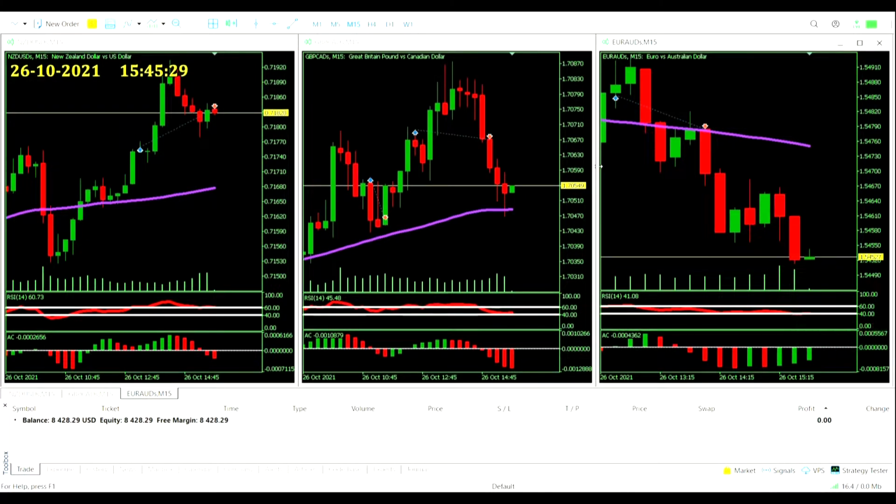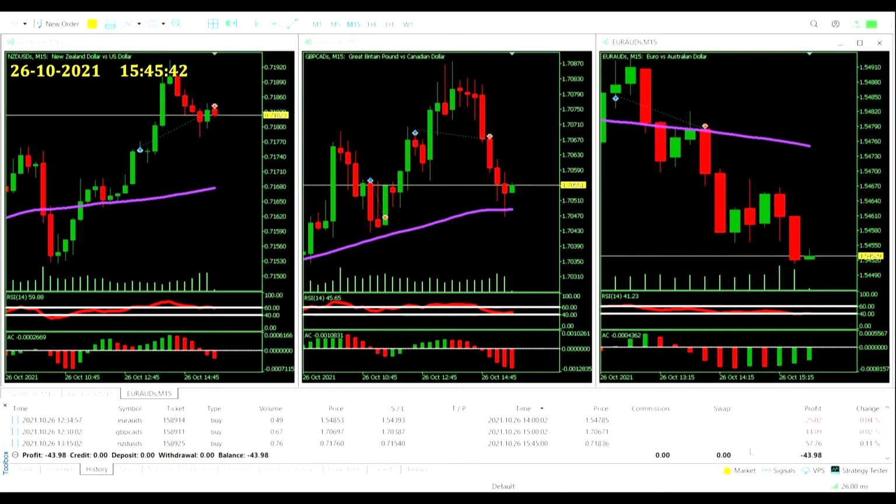So no entry for us on either of these just yet, but a red candle comes on the Euro Aussie dollar. That'll get us in. 4 o'clock. We'll watch out for that 14.5 minutes time. But our trade finally back in at $57.76 from this one. Pretty good win in the end, only $43.98 down now.